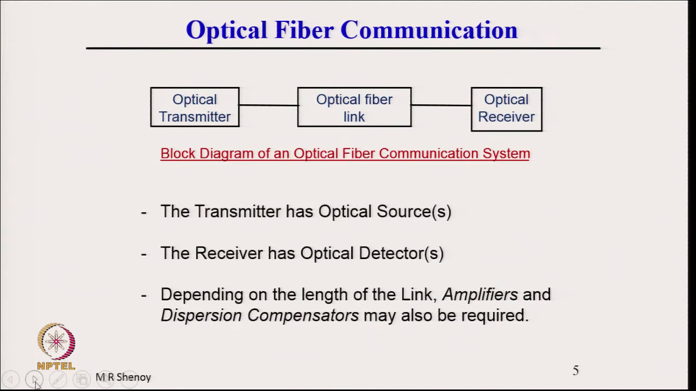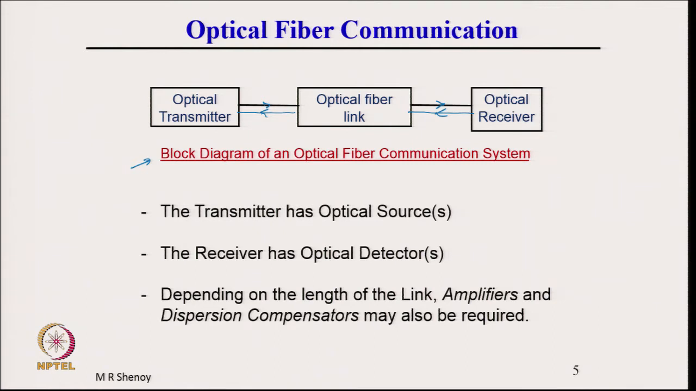Optical fiber communication: what is shown is basically a simple block diagram of an optical fiber communication system. It has an optical transmitter, so this is one way shown. Then there is the optical fiber link and the optical receiver. In a real system, of course, it is a two-way link, with light going back and coming back, forward and backward.